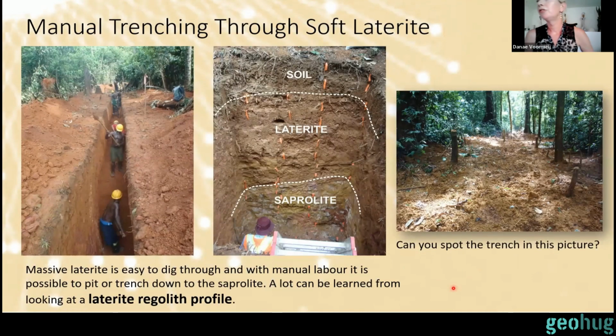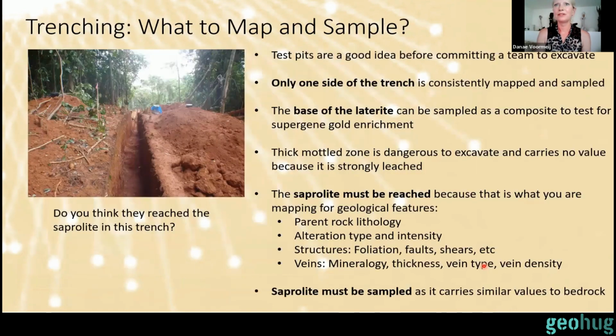Trenching is great to follow up on your soil anomalies. And what do you do when you're trenching? Well, you want to get down to the saprolite. That's really important because you're mapping and sampling. If you're testing for Supergene, you also want to sample along the base of your laterite. Can you spot the trench in this picture? No, that's because it got infilled. That's what you're supposed to do when you're done with your trenches. Keep it nice and clean, keep it nice and tidy when you're done.